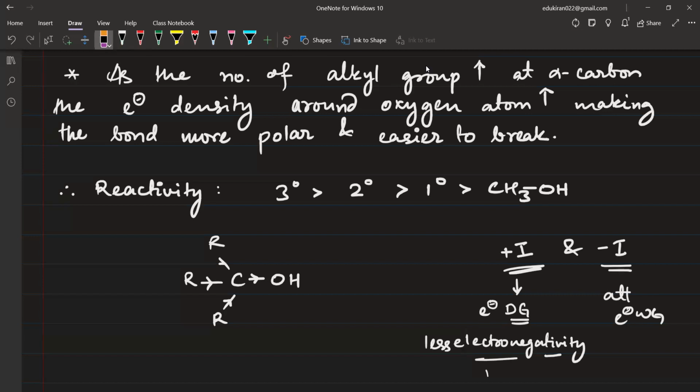Fine. Now you understood? Yes or no? Plus I and minus I. Yes, sir. Okay. So all the alkyl groups are giving electrons toward the oxygen atom, making the oxygen atom highly delta negative. And the higher the delta negative here, the higher will be delta positive. So this bond becomes very polar in 3 degree. Then as we reduce the number of R groups, it becomes a bit less polar. If you remove even more, it becomes even less polar. If you remove one more R, it becomes the least polar molecule. All of you got this? Yes or no? Please tell me.